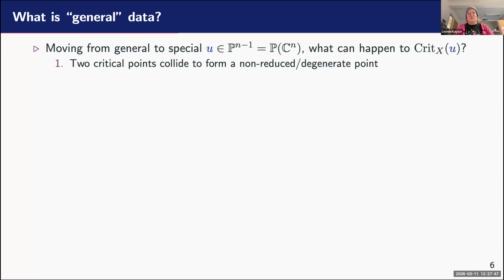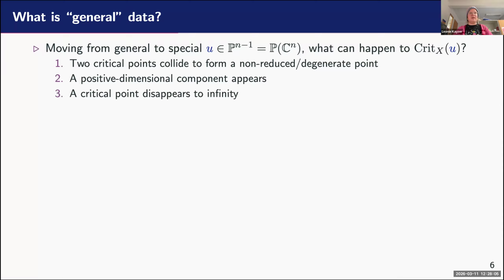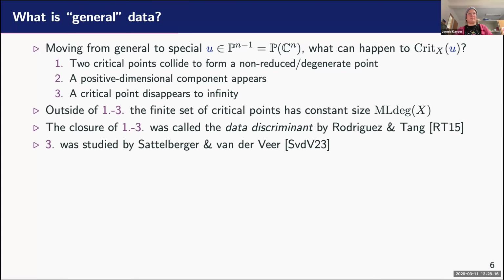So there are roughly three things that could happen. You could have two critical points that are isolated and happy, and they move towards each other to form a degenerate critical point. You could have that there is somehow a positive dimensional, so an infinite set of critical points. Or you may have that the critical points escape to the boundary of the hyperplane arrangement complement, so to say, to infinity. And this is exactly what we need to avoid. So if we're outside of the condition 1, 2, 3, then we do have ML degree many critical points.